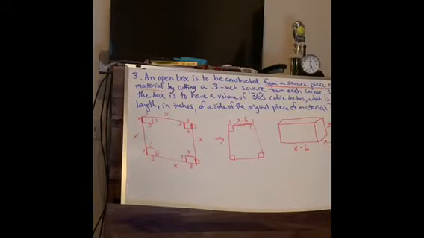So volume is length times width times height, and that's going to be 363. So x minus 6 times x minus 6 times 3 equals 363. Let's expand this. If we divide by 3, this will equal 121.